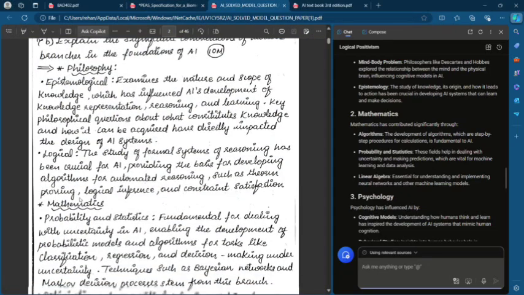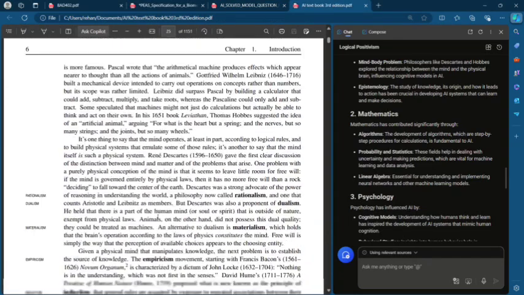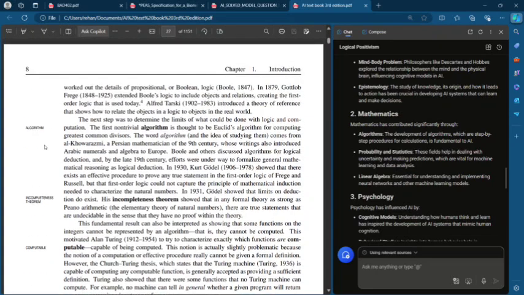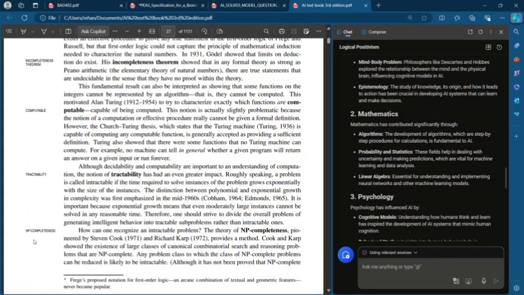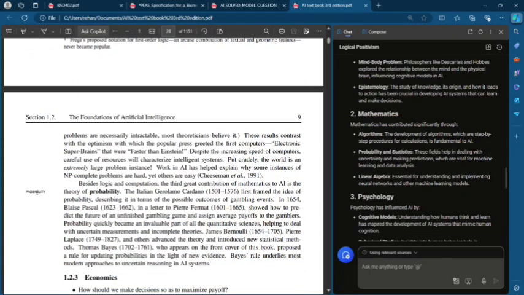Okay, let us see what he has written here in mathematics. I'm just trying to give you things from three to four sources so that you will understand and then write. So see mathematics: what are the formal rules to draw a valid conclusion, what can be computed, how do we reason with uncertain information. Just keep in mind how you can solve these questions. So see, algorithms are there, incompleteness, just leave it, computability, and NP completeness, which comes from the analysis and design of algorithms, and probability.